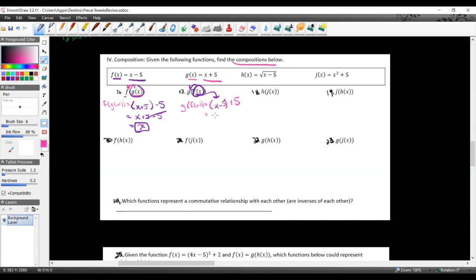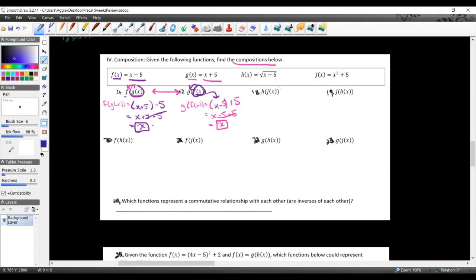And that's just going to be equal to x minus 5 plus 5. Those equal 0. So therefore, this is equal to x, okay? So you should be seeing something right now between these two. Just keep that in mind, okay? This is important.